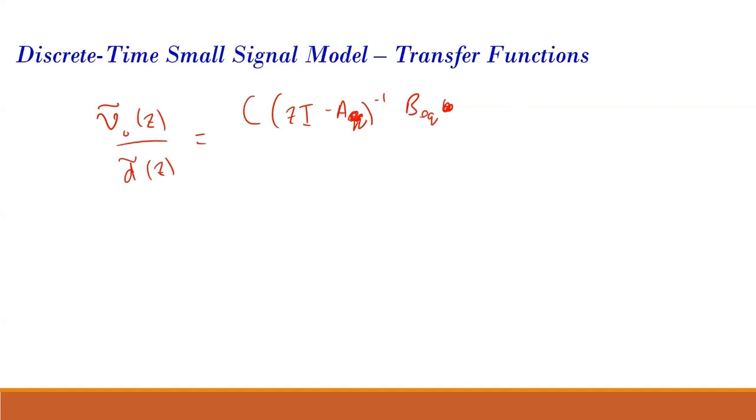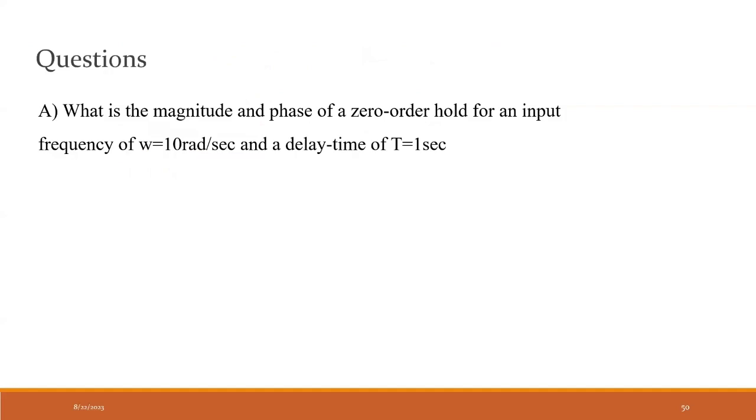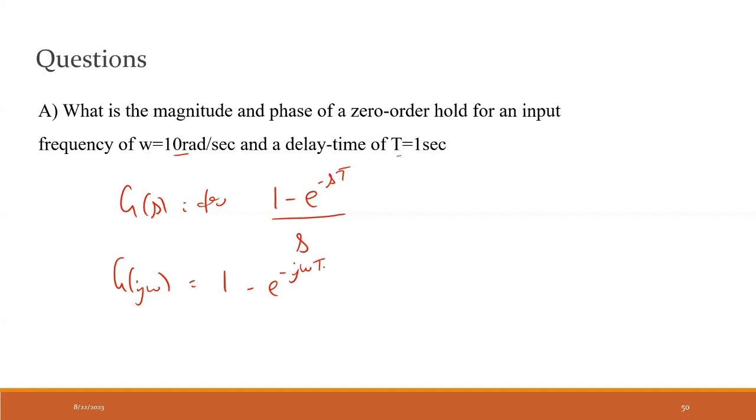I'll just briefly go through some questions which I prepared. Now this is a zero order hold, that is G of s equals (1 minus e raised to minus sT) upon s. Now we want to find it at omega equal to 10 radians per second and T equal to 1 second. So G of j omega will be (1 minus e raised to minus j omega T) upon j omega.